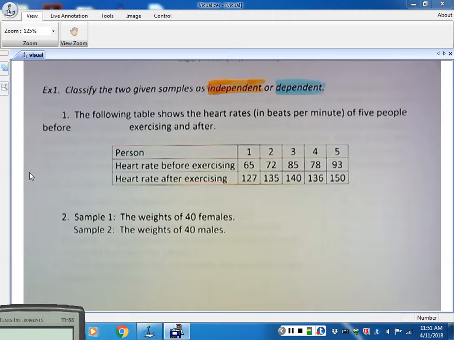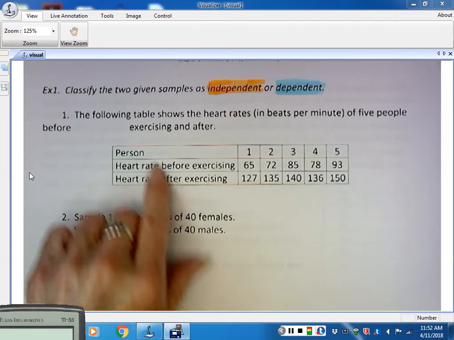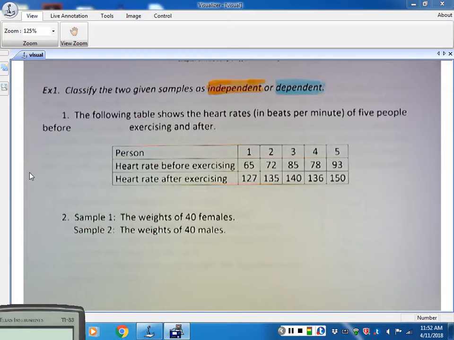Now that is 2 different samples of data. We have their heart rate before, that's sample number 1, and we have the heart rate after they've exercised, that's sample number 2. But is there a link between those two samples? Are they paired in some way? Ella, what's the link? Before and after? Before and after. And where's that information actually coming from? What's the link between before and after? Who's it coming from? It's the same person. It's the same person, okay?